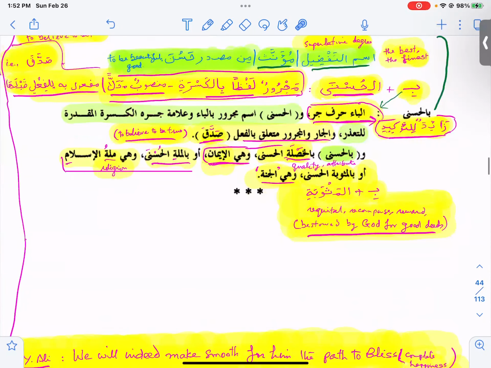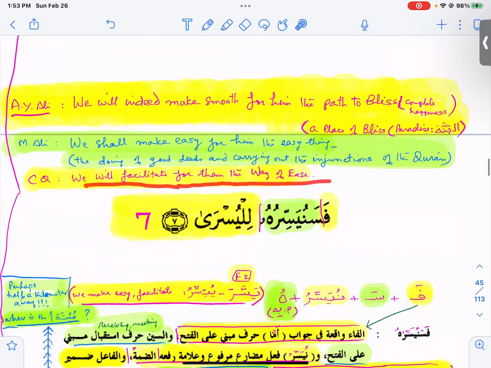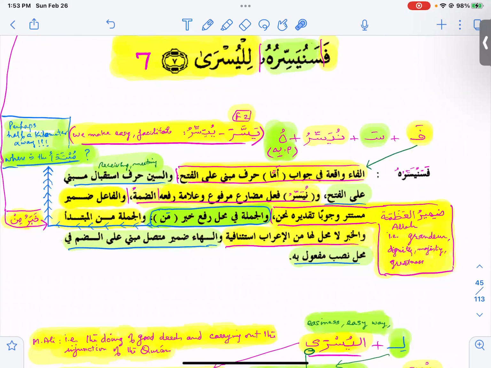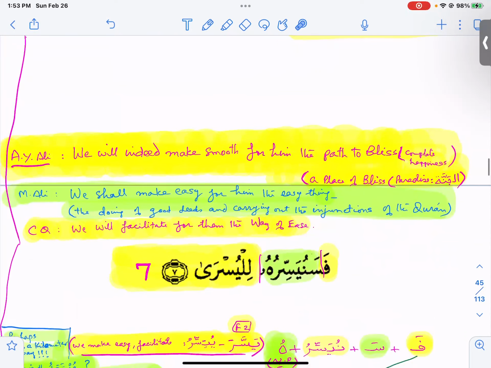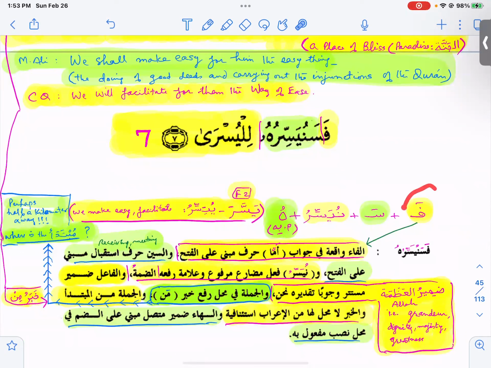We shall make easy for him. Sanuyassiruhu lil yusra. We shall make easy for him the easy way. The doing of good deeds and carrying out the injunctions of the Quran. Clear Quran, we will facilitate for them the way to ease. That is nuyassiruhu. Okay. Al-fa'u waqi'atun fi jawabi amma. You see, when amma comes as a harfu tafsil and shart, then this fa comes as a jawab for amma. Harfu mabni ala l-fath. Good.